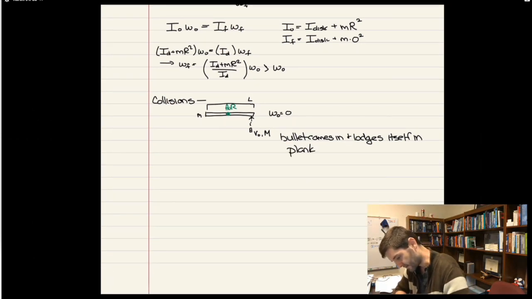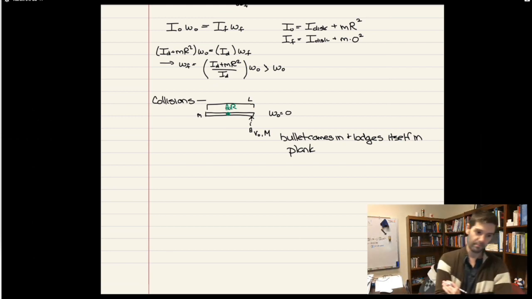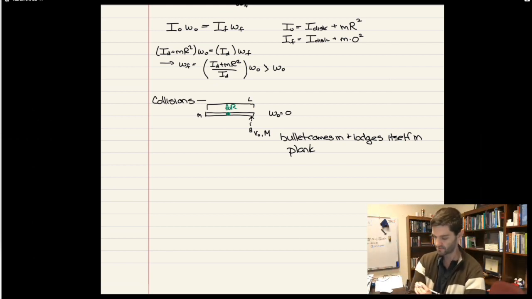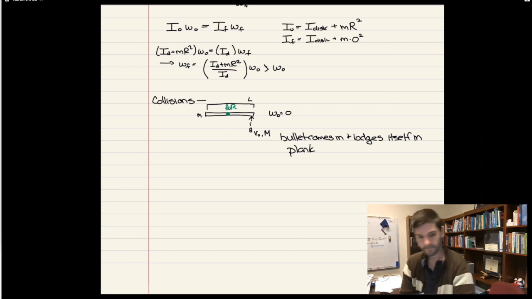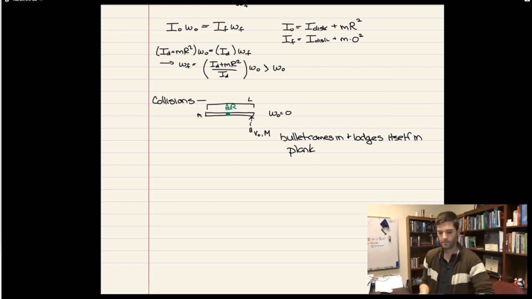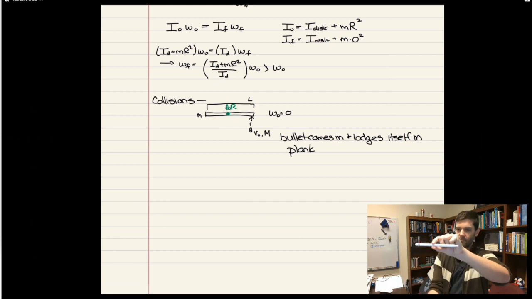However, incoming is a bullet that hits and lodges itself right into the end of this kind of wood plank or rod or whatever it is attached to a screw. You can say the bullet comes in and lodges itself in the plank. I think intuitively we can think that if a bullet came in and hit it and lodged itself, the thing would start to spin as a result.